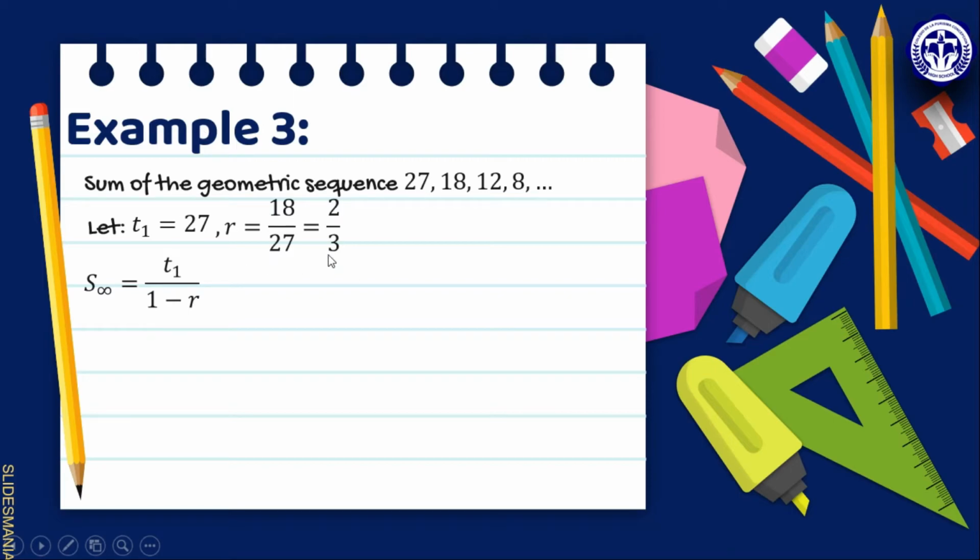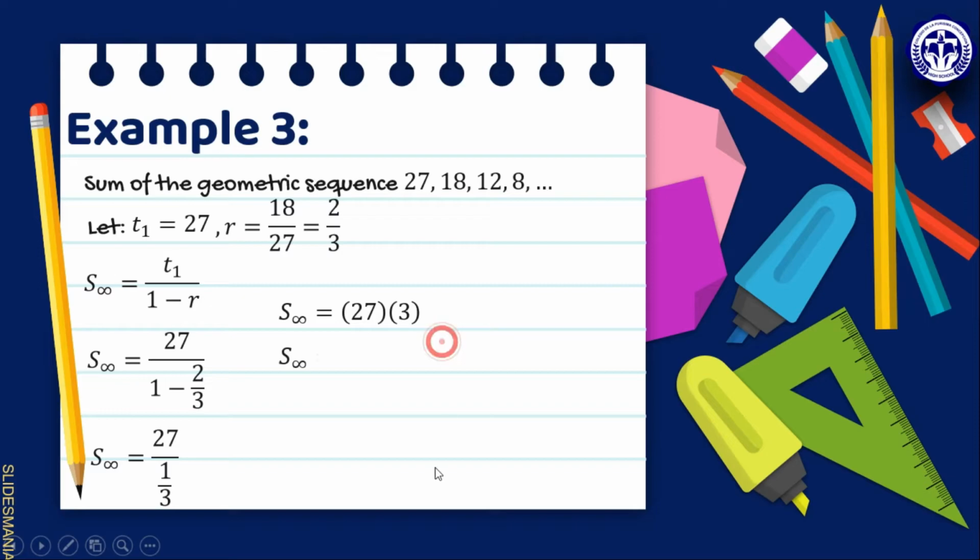Now let us substitute the given values. So S sub infinity is equal to 27 over 1 minus 2/3. We need to subtract first 2/3 from 1. So 1 minus 2/3 is 1/3. Dividing a whole number by a fraction, you have this rule: get the reciprocal of the denominator and multiply that to your numerator. The reciprocal of 1/3 is 3. So 27 times 3 is equal to 81. That means the sum of the terms of this sequence is 81.